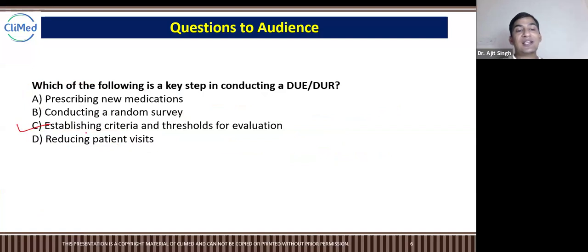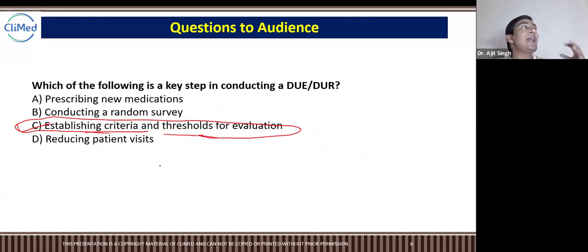So the answer is establishing the criteria and thresholds for evaluation. What are thresholds for evaluation? Like to what extent you want the evaluation, with what objectives, and up to which depth you want to do the analysis of the drug utilization, like the frequencies, correct dose form, or maybe the correct dose, or risk-benefit ratio, or maybe the drug interactions, side effects. Multiple things are there, and cost-effectiveness analysis, you can do multiple things in this.